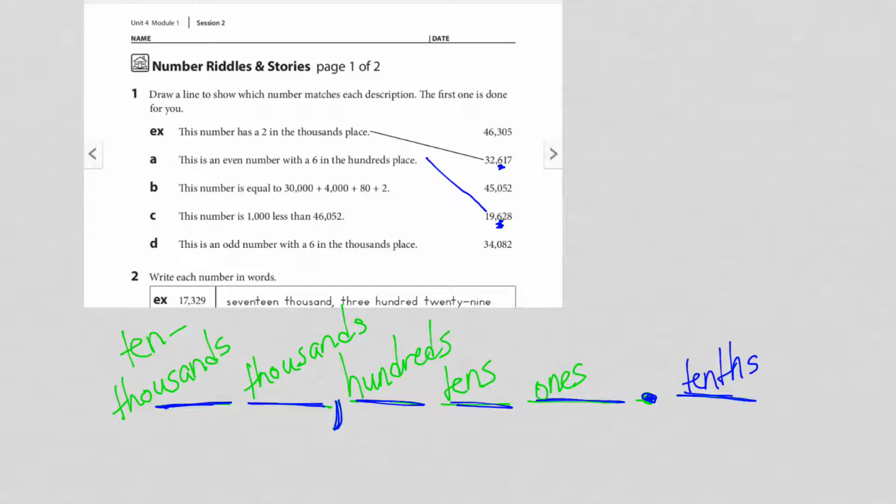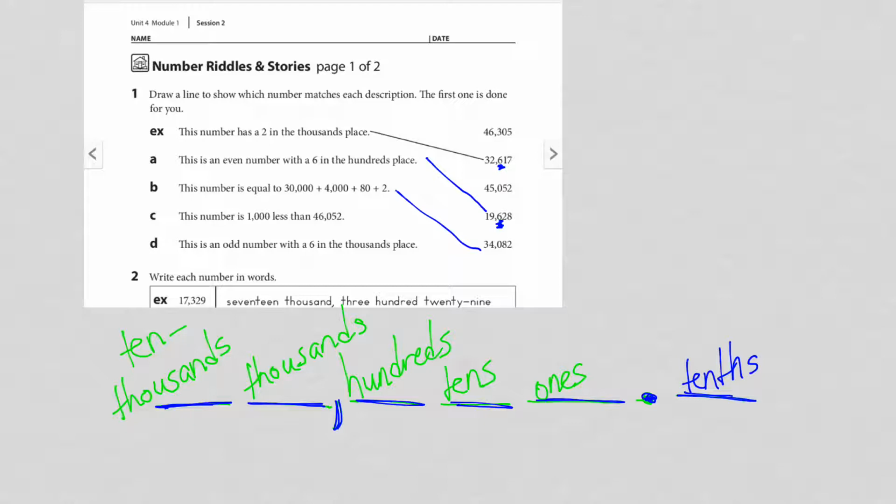This number is equal to 30,000 plus 4,000 plus 80 plus 2. This is called expanded form and something we've been practicing quite a bit in class. So students should be able to see that the 3 is in the 10,000s, the 4 is in the thousands, the 8's in the tens, and the 2 is in the ones.